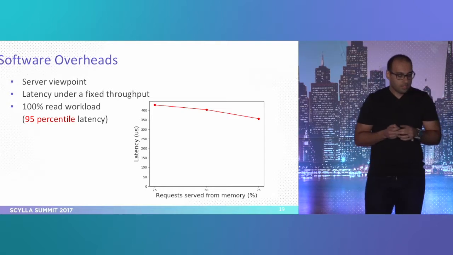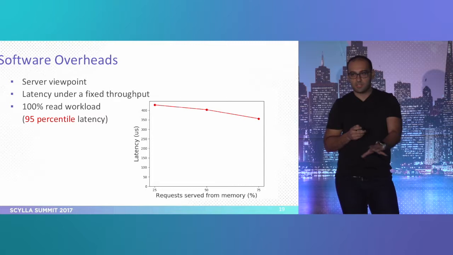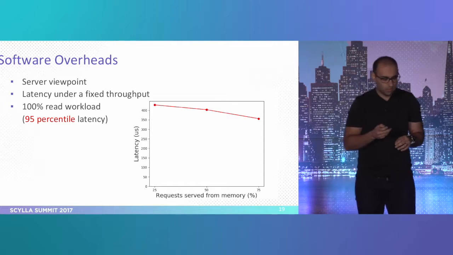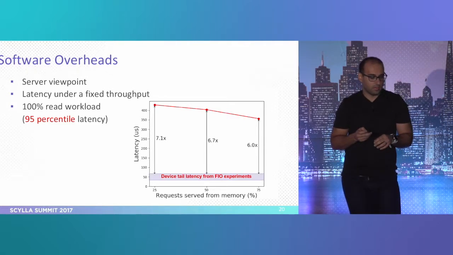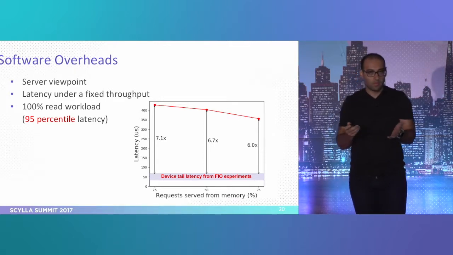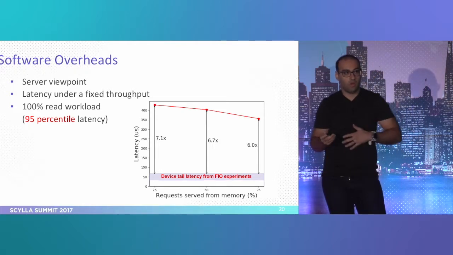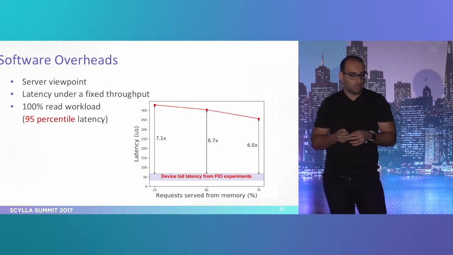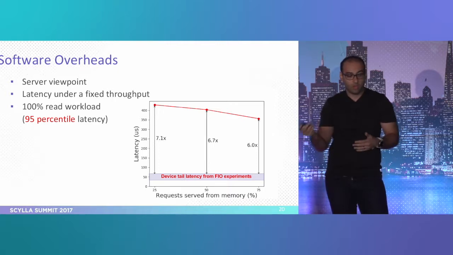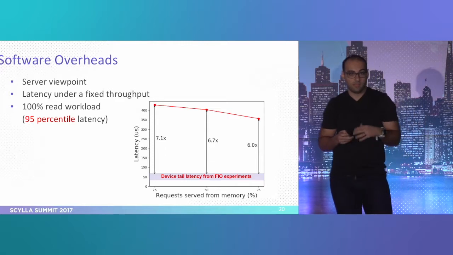We look at the tail latency. We have 25%, 50%, and 75% served from the memory. The latency is around 400, decreasing to a little bit more than 350 microseconds. What we do over here is compare it with the tail latency that we saw in the earlier results when we were doing FIO experiments and talking to the drive directly. So there's a good amount of overhead that comes from all the software stack above. The way that we look at it, it gives us hope that there is more potential for improvements all over the stack, and we work with the Scylla team to better understand and fine-tune the systems.